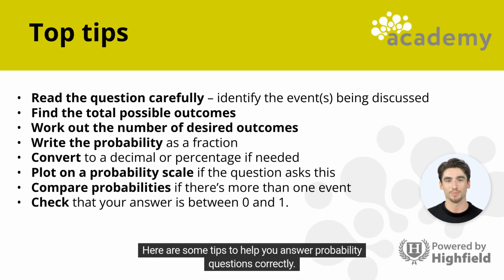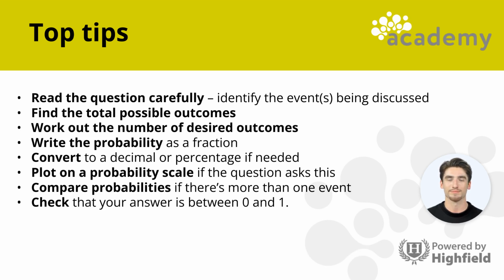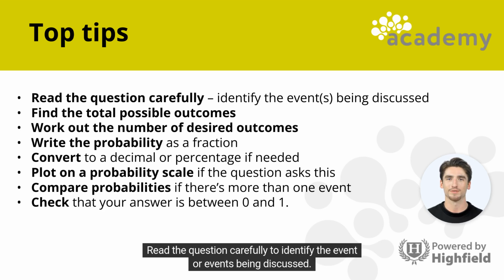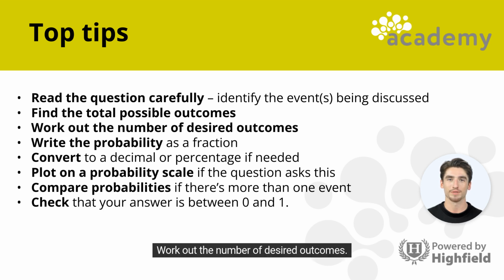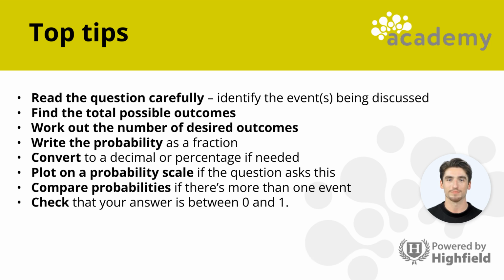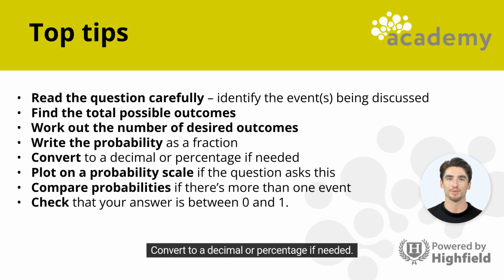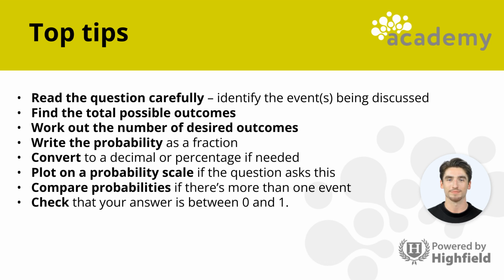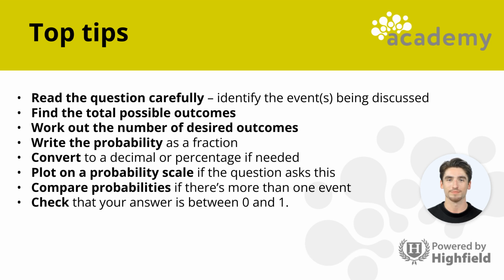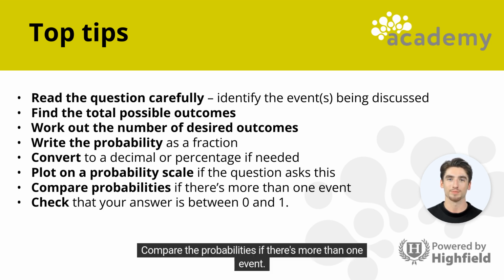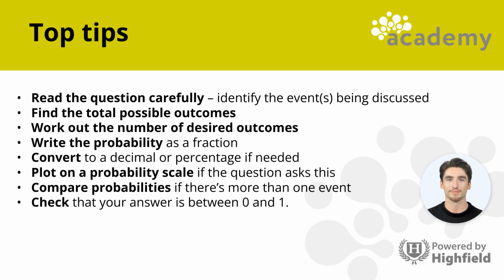Here are some tips to help you answer probability questions correctly. Read the question carefully to identify the event or events being discussed. Find the total possible outcomes. Work out the number of desired outcomes. Write the probability as a fraction. Convert to a decimal or percentage if needed. Plot the probability on a probability scale if the question asks for this. Compare the probabilities if there's more than one event. Check that your answer is between 0 and 1.